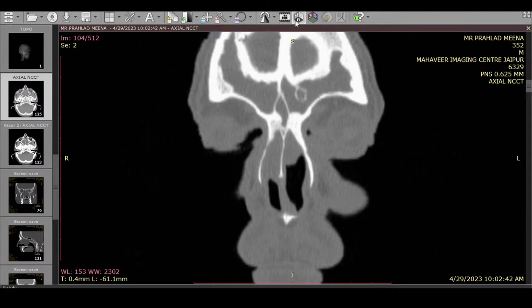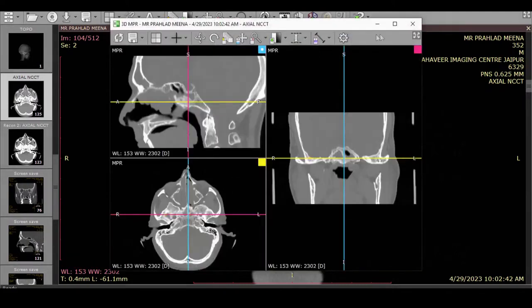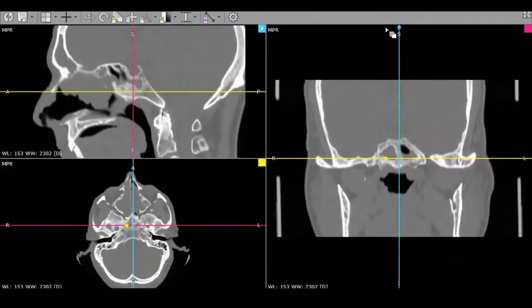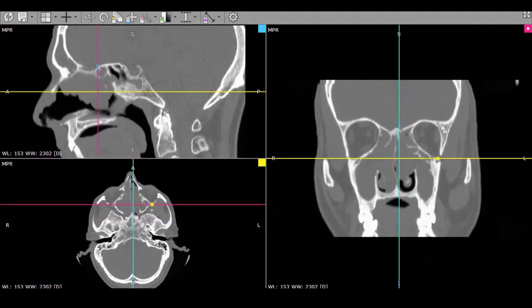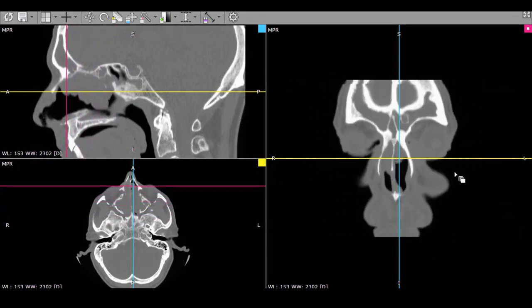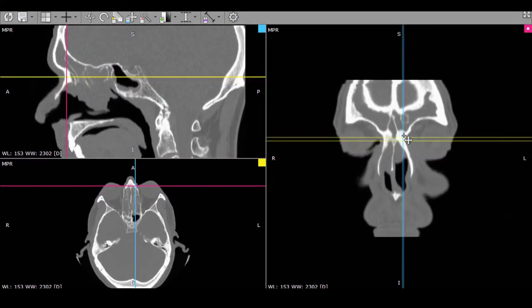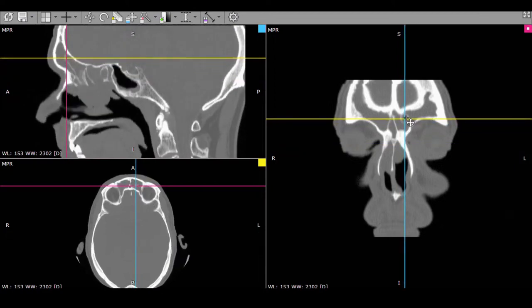Now let me reconstruct and see the value of dynamic imaging. That's why printouts are jokes. See this. See the cell? Let me take my cursor into the cell. Can you see the cell? Look in the sagittal. What is this now? It's a frontobullar cell.